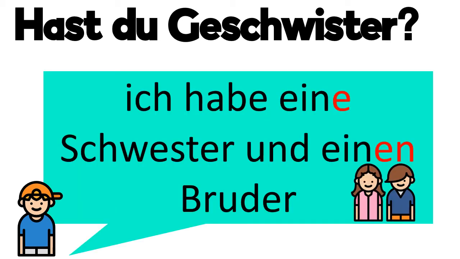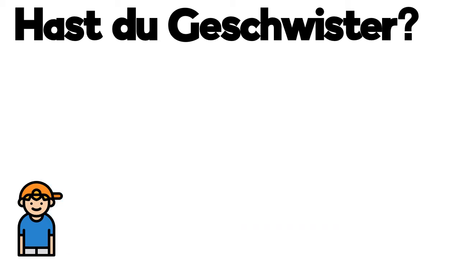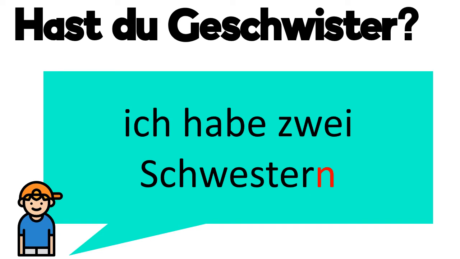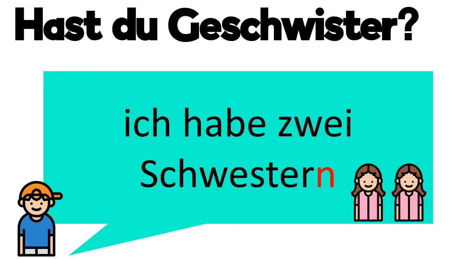If you've got a brother and a sister, ich habe eine Schwester und einen Bruder. So they're interchangeable. You could have brother before sister, and it's totally fine either way. And if you have two sisters, you would say ich habe zwei Schwestern. Okay, and so you need to add an N there to the word Schwester to make it plural. And this would apply if you've got 2, 3, 4, 5, or 6 sisters. Okay, and so you add that N there, and that lets everyone know that you're saying sisters, not sister.